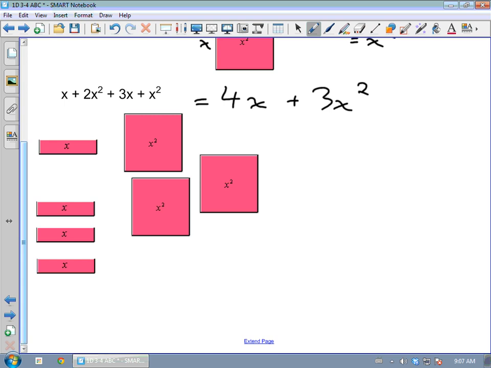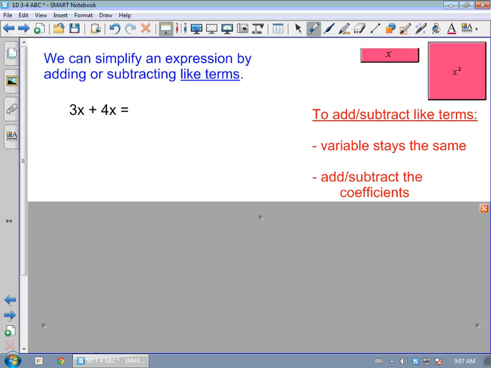So that's what we're going to do when we collect like terms. Okay? So we can simplify. So this is probably what you want to write down here in your notes. We can simplify expressions by adding or subtracting like terms. And they have to be like terms. They have to be the same shape, okay? Same variable, same exponent, in order for us to add or subtract them together.